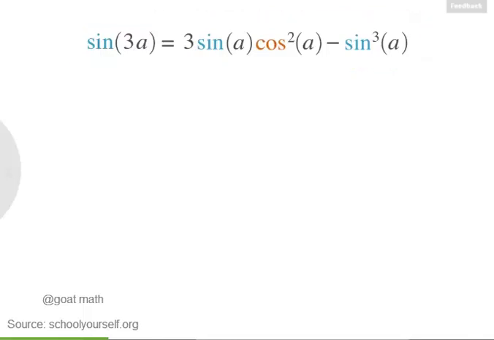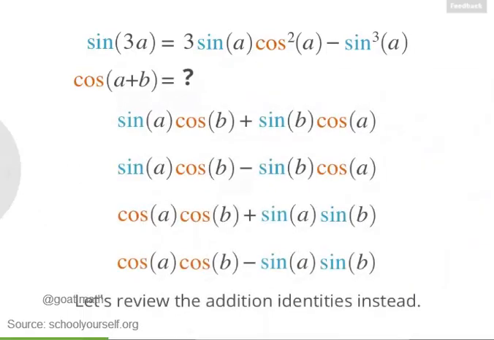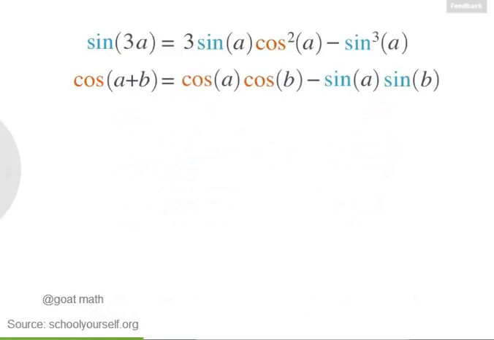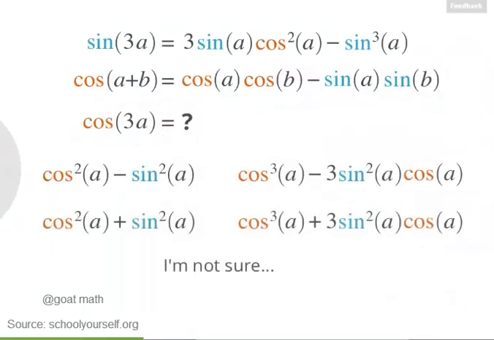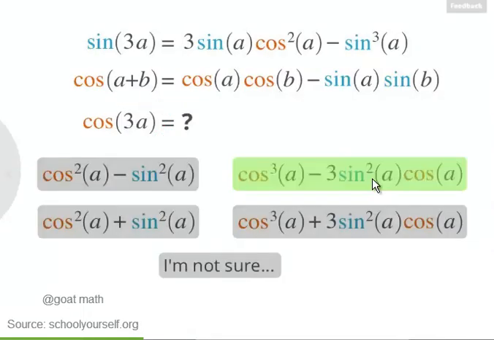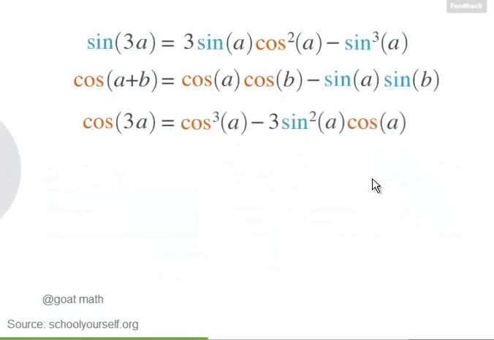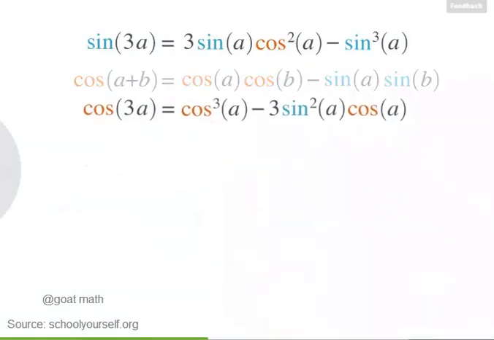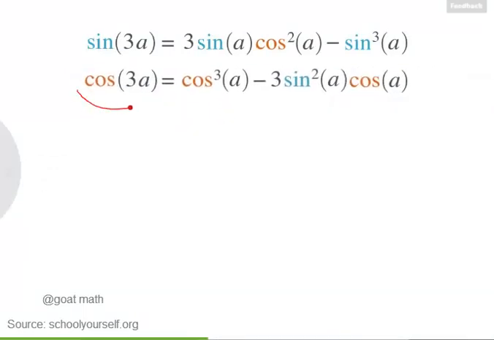Now let's find the triple angle identity for cosine. First, what's the identity for the cosine of A plus B? Okay, so that's the cosine of A plus B. Now take a shot at figuring out an identity for the cosine of 3A. If you want to go through it step by step, then click here. Excellent work! So that's the triple angle identity for cosine. For any angle A, cosine 3A equals cosine cubed A minus 3 sine squared A cosine A.